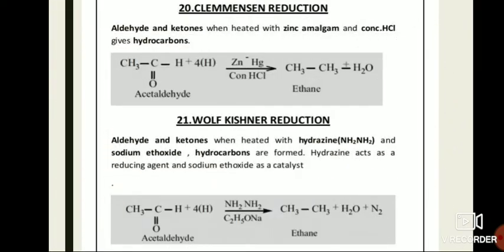Next one, Clemmensen reduction. Aldehydes or ketones, when heated with zinc amalgam, Zn and Hg, and concentrated hydrochloric acid give hydrocarbons, alkane groups. And Wolff-Kishner reduction. Aldehydes or ketones, that is carbonyl compounds, react with hydrazine, NH2NH2, and sodium ethoxide to form the same hydrocarbons.